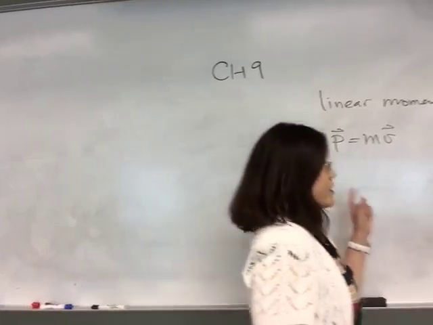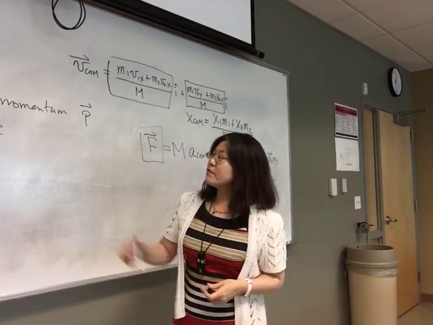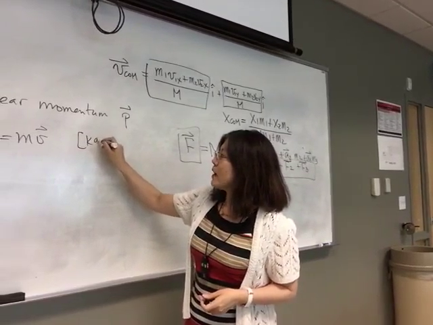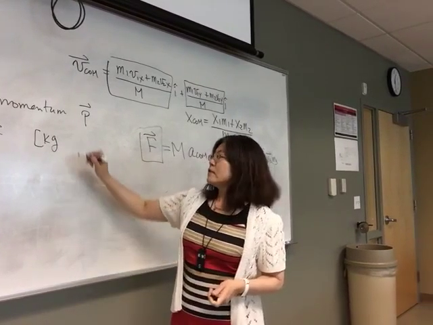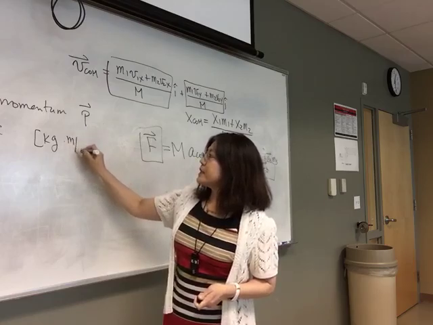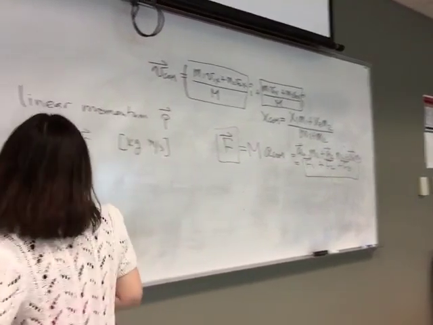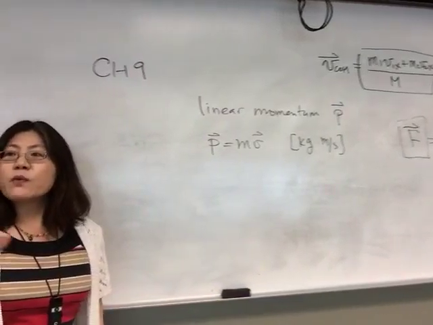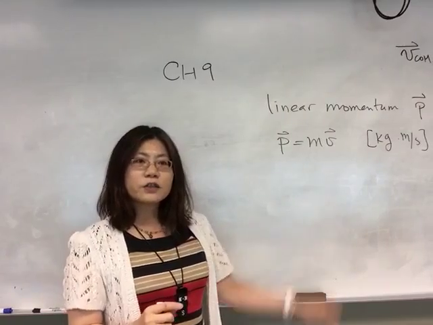All right, so the unit for linear momentum, based on the quantities that are involved: you have kilograms, that's for mass. You have v. What is v? Velocity has the unit of meters per second. So this is the unit for linear momentum. This is for a single particle moving with a velocity, and you can calculate linear momentum, which is just mass times velocity.